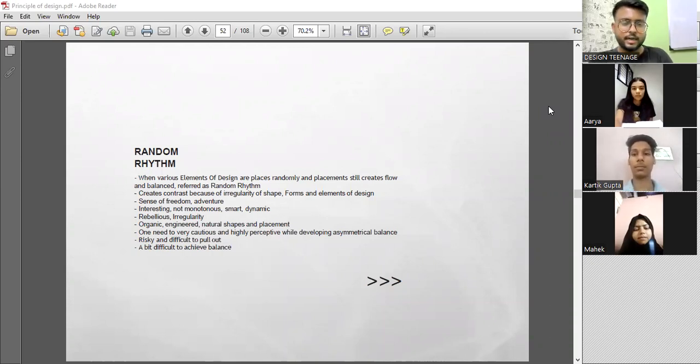So we will start with random rhythm. One of you will explain it out. The others must understand, and that way you should explain. And we will move further. If there are any rectifications or corrections to be done, I will do that in between. So let's start with Arya. Please go on with random rhythm.